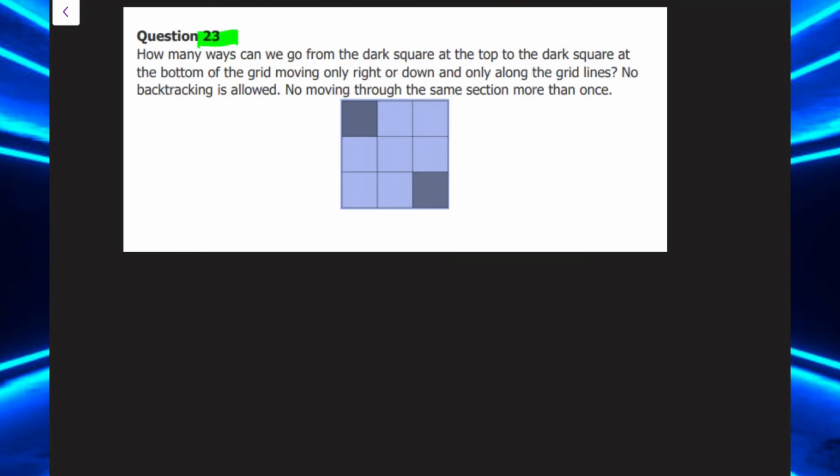We are on question number 23. How many ways can we go from the dark square at the top? We'll start from here. At the bottom of the grid, we can only move right or down. So the only directions we can move are right or down. These are the only possible movements, and only along the grid lines. So you can only move on these spots here. No backtracking is allowed. No moving through the same section more than once.